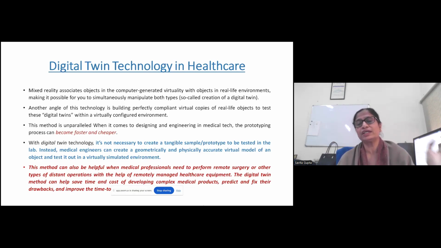So a doctor sitting remotely will manipulate the virtual object, and the doctor who is present in the real environment will do the surgery. So digital twin technology is really helpful to perform remote surgery, and it can save time and cost of developing complex medical products, predict and fix their drawbacks, and improve the time to care.